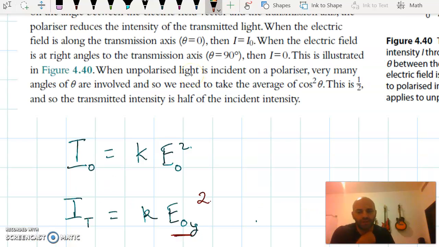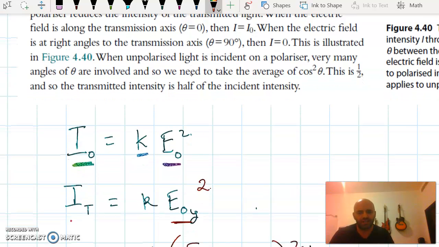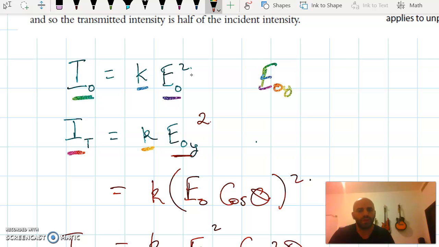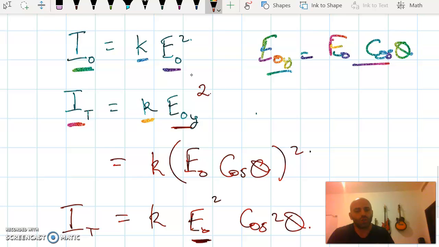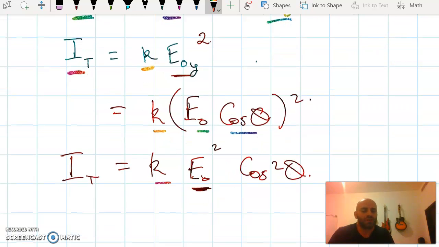So just to finish out the theory a little bit, the original light intensity is our constant times the original electric field squared. That means the transmitted intensity should be some constant times the bit that gets through squared. So the electric field part that gets through squared, or E naught y squared. But we've already given a relationship for that. We know that E naught y is equal to E naught cos theta just by looking at the vector components. So if I square that, I would get my constant times E naught cos theta all squared, which would give me my constant, the original electric field squared, times the cosine squared of the angle between the transmitted light and the polarizer.